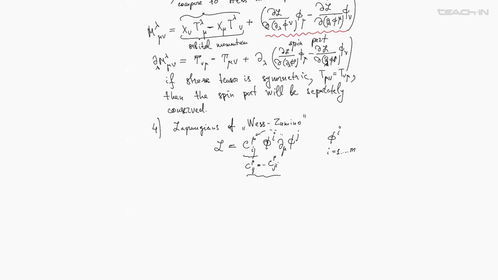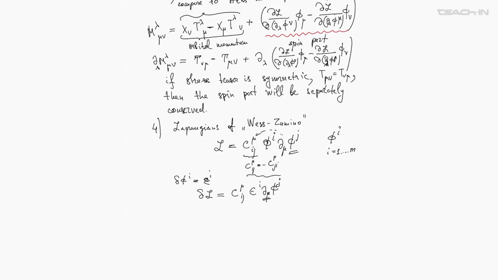When you take a field phi I and shift it by a constant parameter epsilon I, you see that the variation of the Lagrangian density in this case is C mu ij epsilon I d mu phi j, right? That's because when you vary phi j here, it will be replaced by epsilon j, which is constant, and therefore its derivative vanishes. And so this is how the infinitesimal variation looks.